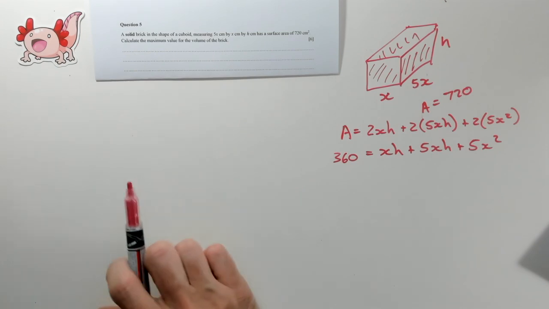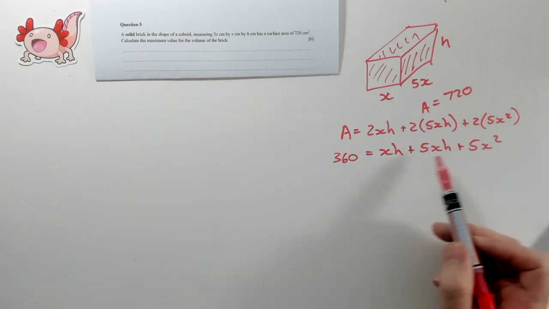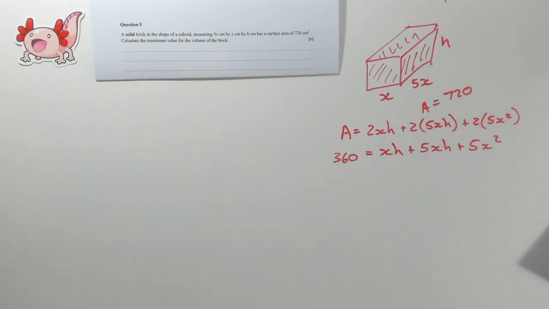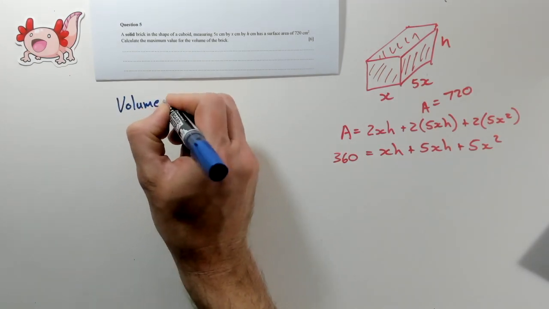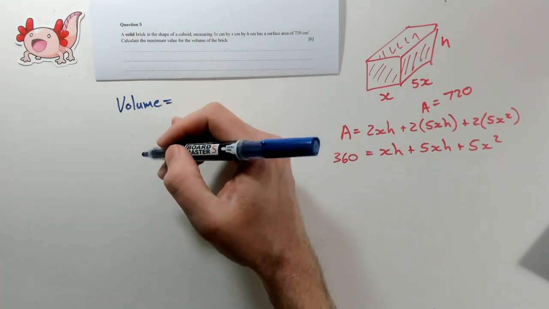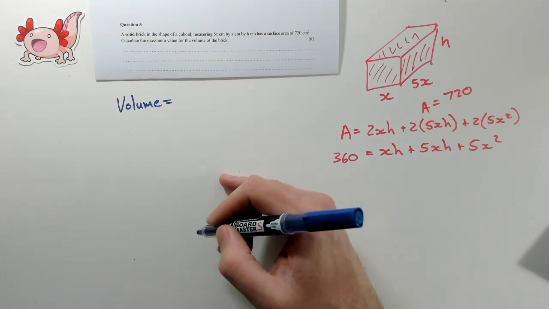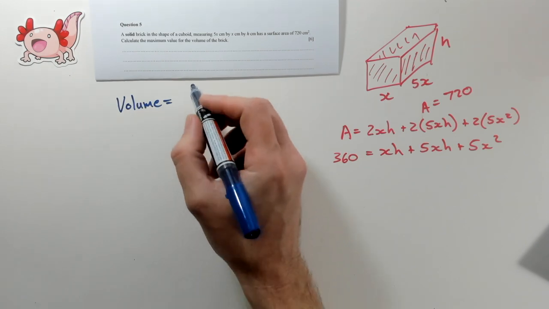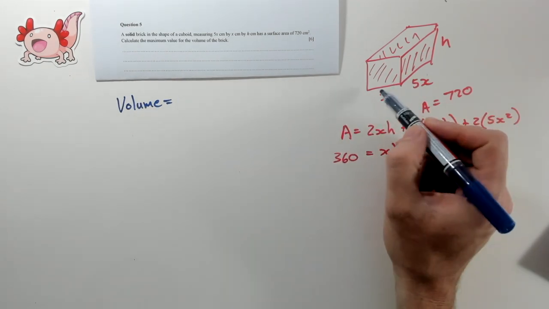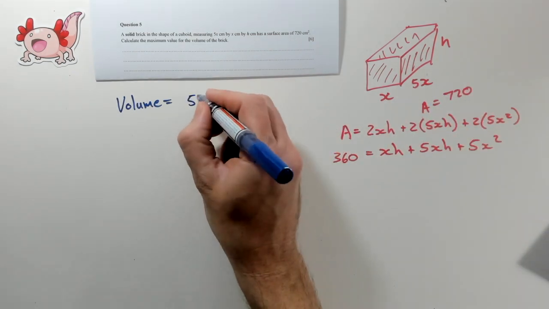So, what do I want? I'm not really sure now if I want x in terms of y or y in terms of x. So I'm going to pause that, just put a pin in it, and I'm going to write the volume. The volume is the equation that I'll have to derive, because if I derive this equation, I can equal it to 0 and then find a minimum or maximum point, and that's how I'll find the maximum value. So to find the volume, it's just going to be x times 5x times h, which is 5x squared h.